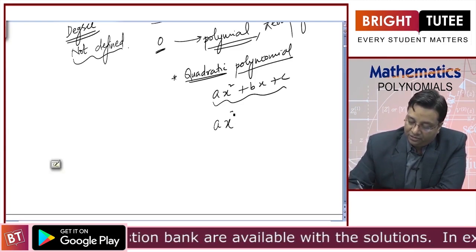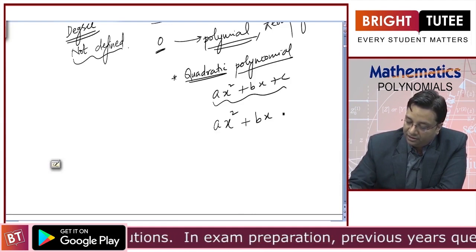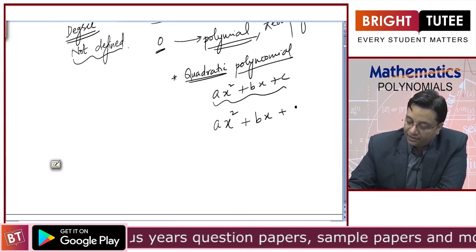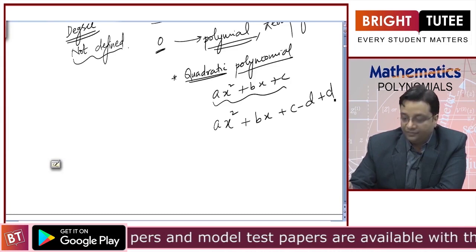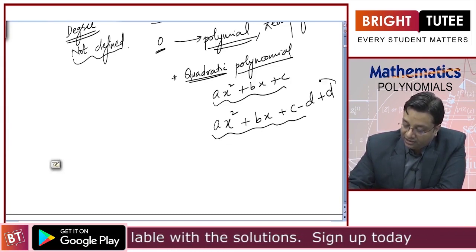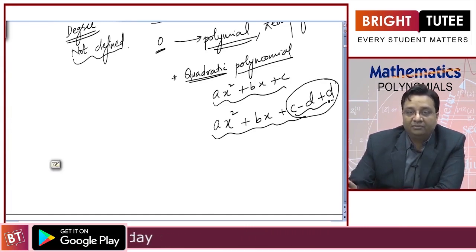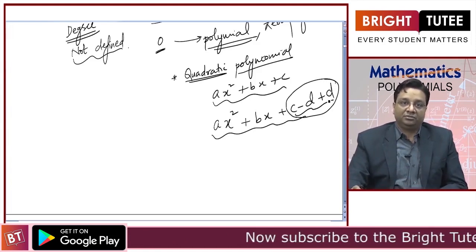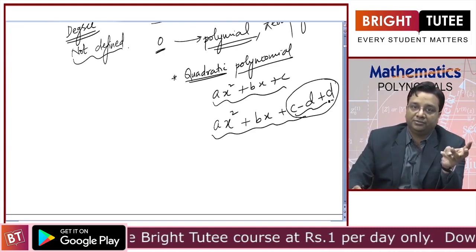So, if I write ax square plus bx plus, let us say, c minus d plus d, okay, if I try to increase its number of terms. Now, what I am doing here is, this is c itself, right? It is the constant term. I am just separating the constant term, right? So, I cannot increase the number of terms. In a quadratic polynomial, you can have at most 3 terms.